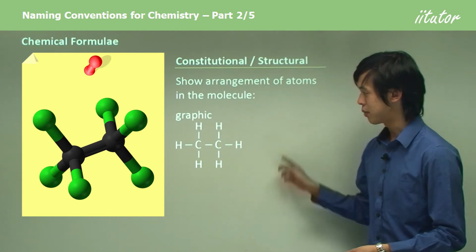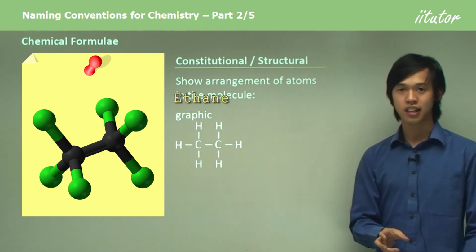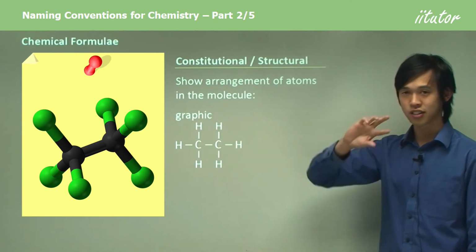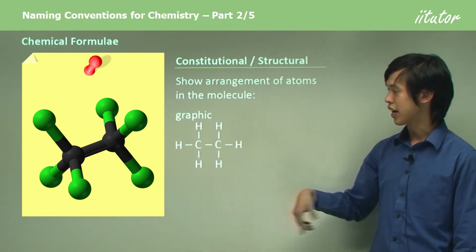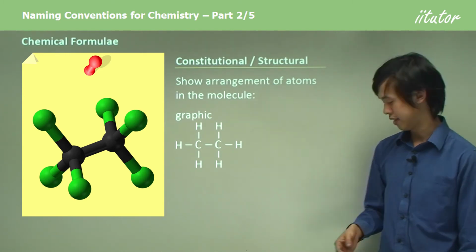So here we have the ethane molecule again. You've got 2 carbons bonded together, and then you've got the 6 hydrogens all around. And that's what it would look like. So that's what a structural formula would look like.